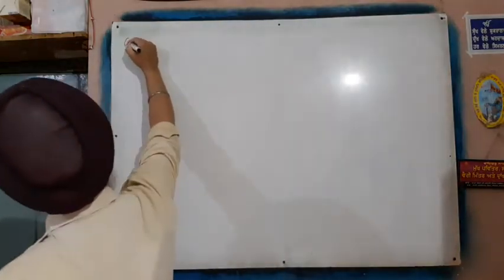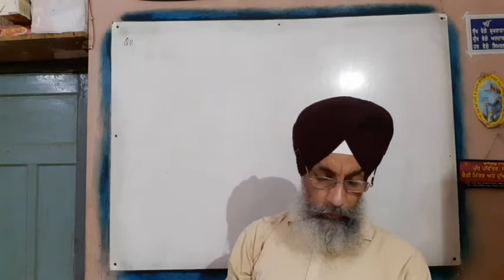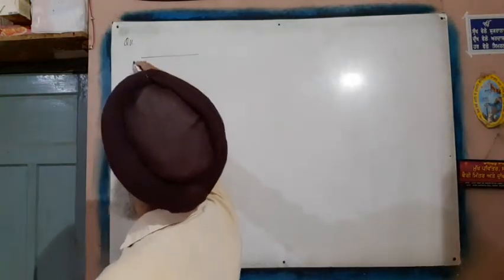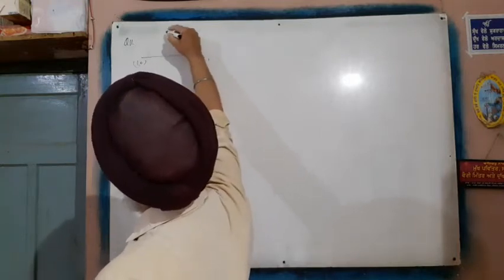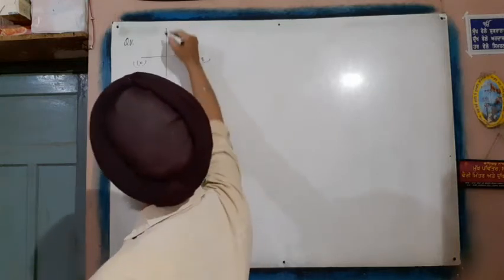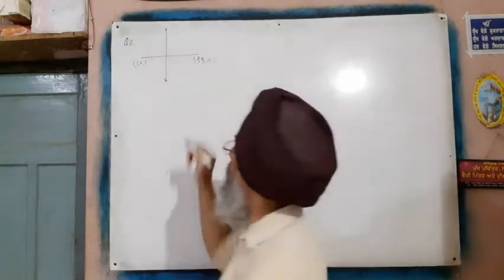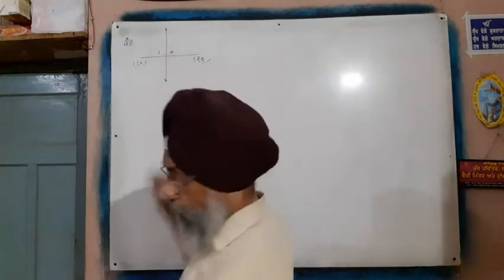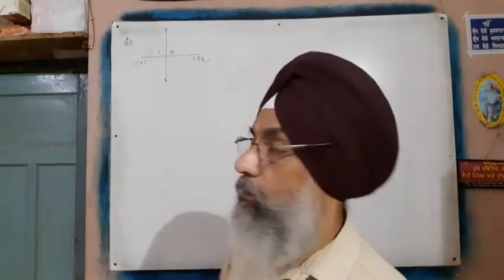In question number 11, we have a line perpendicular to the line segment joining the points (1, 0) and (2, 3). One line is perpendicular to this line segment and divides it in the ratio 1:n. Then what we have to do? We have to find the equation of the line.